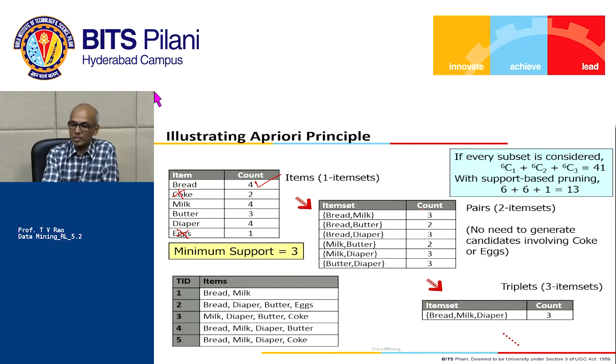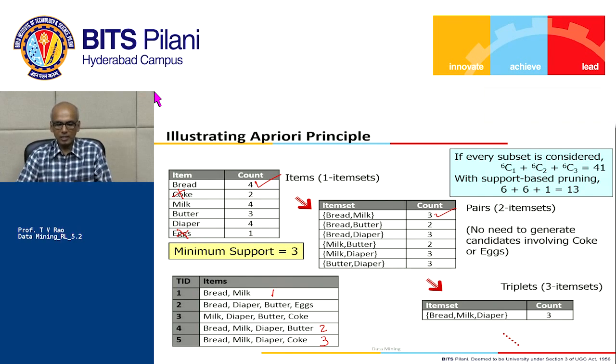Then from those 6 combinations we look at their count. For this we need to scan the database again. Bread, milk, for example, is happening here, and here, and here. So we put a count of 3. The same thing we do for all the combinations.